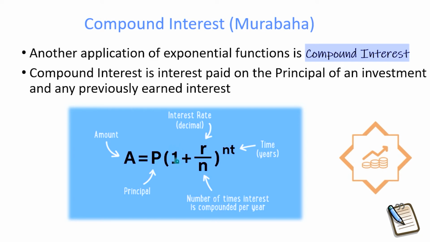We have to have a 1 in here. R is the interest rate. So whenever you hear a percentage for the interest, you need to change it to decimal, and that number comes in here. N is the number of times the interest compounded per year, and T will be the time in years. So let's say if we have an interest compounding twice a year, then N equals 2 and T equals the amount of years after I want to take out my money. Let's see an example for this.